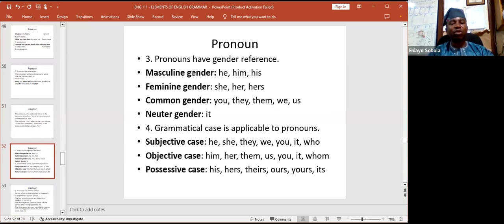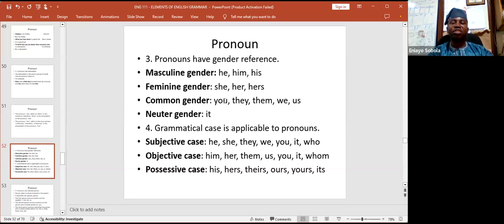You should note that the masculine gender refers to male. And that's why we use the masculine pronouns he, him, his when we are talking about a male or man, anything of male gender. Feminine gender refers to female, and we use she, her, hers as the pronouns that represent female gender.